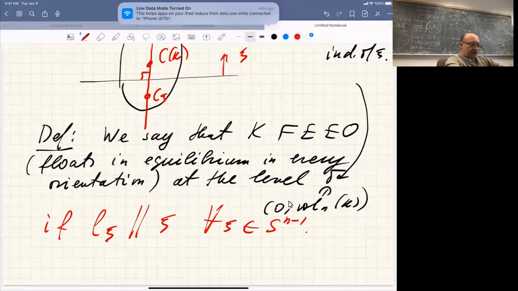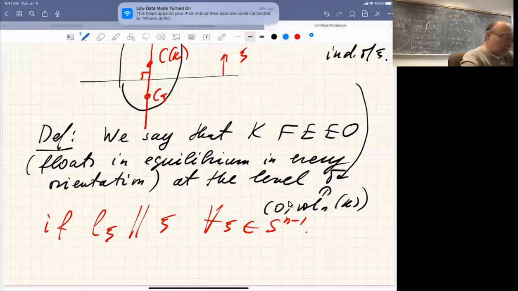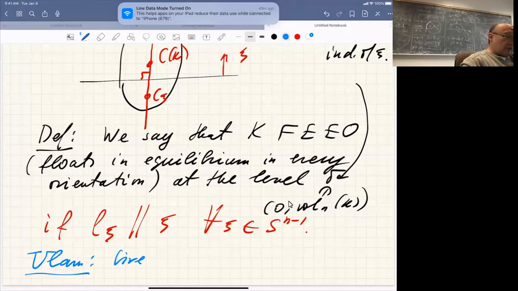And of course, the first question that comes after this definition, well, not the first, but let me omit many details. So the question of Ulam was, given delta, yes, if K floats in equilibrium in every orientation, does it follow that K is the Euclidean ball? This is the question.